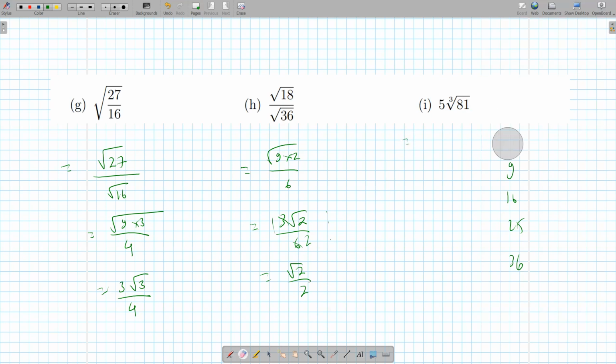Now, for I, we have a cubic root, yeah? A third root. So we've got to look at perfect cubic numbers. 2 cubed 8, 3 cubed 27, 4 cubed 64, and so on, okay? So tell me, how do we simplify the cube root of 81? Because that's not a perfect cube number, yeah? We're going to have to write it in terms of this times something.